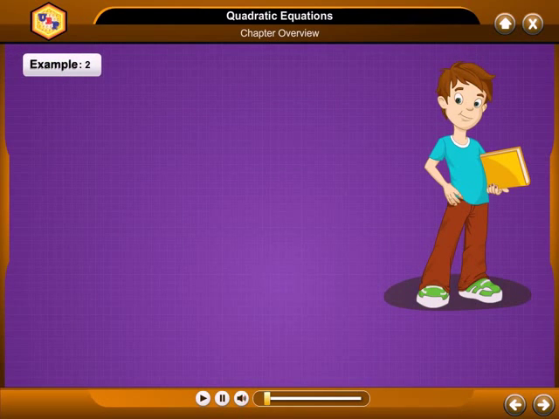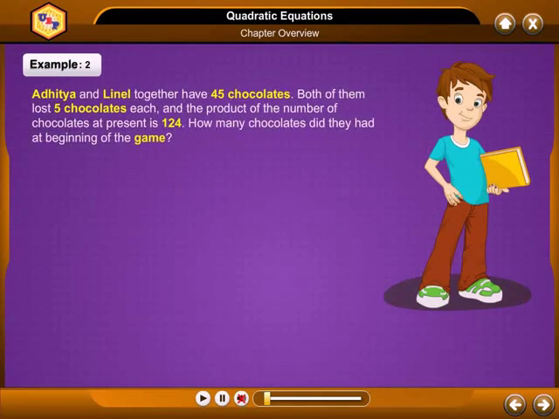Example 1. Aditya and Linil together have 45 chocolates. Both of them lost 5 chocolates each, and the product of the number of chocolates at present is 124. How many chocolates did they have at the beginning of the game?